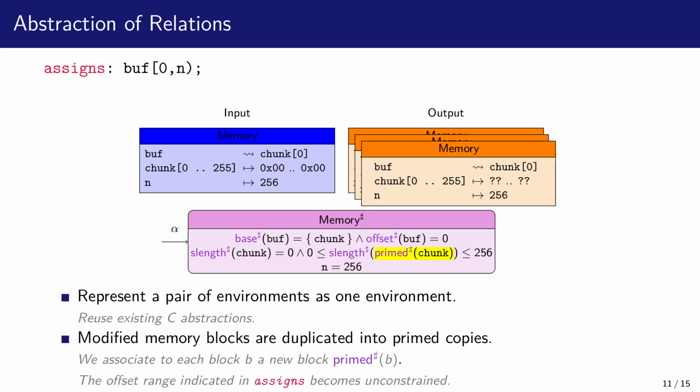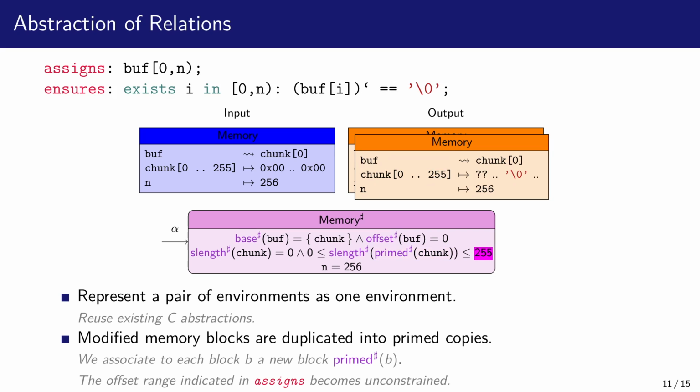And now let's see how we can lift this abstraction to represent relations. The idea is very simple. We represent a pair of states as a single state by just renaming the modified memory blocks. For example, here, the modified block is the chunk array. So in addition to the input version, we have also the output version denoted as primed chunk. Since it is viewed as a normal C variable, we can apply on it existing abstractions directly. For example, here we can apply the string length abstraction on primed chunk.